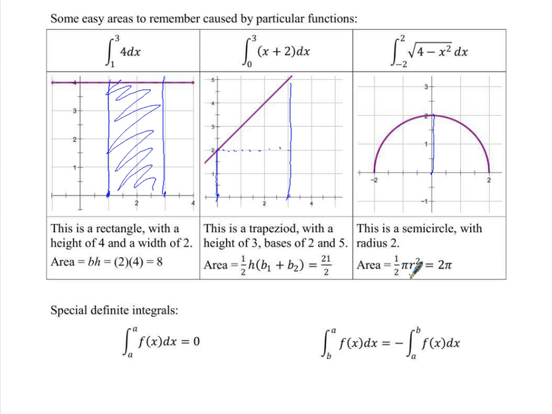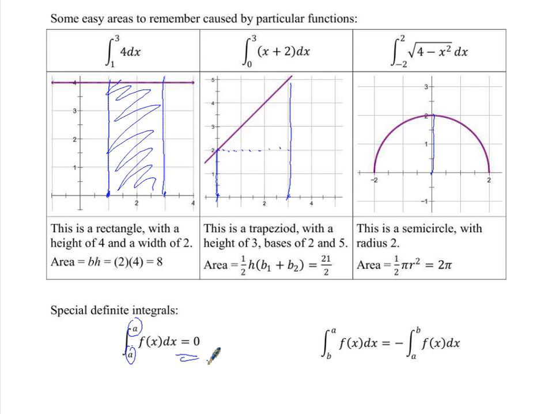We have a couple special definite integrals as well. If my bounds are exactly the same, if I integrate from a to a, then what that means basically is I start here and I end here. Do I have any area formed? No, I don't have any area formed, so that's why we get an answer of 0 with something like that. So if you see same bounds, then the answer is going to be 0.